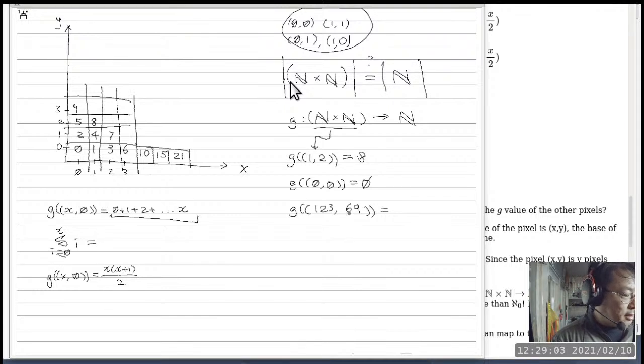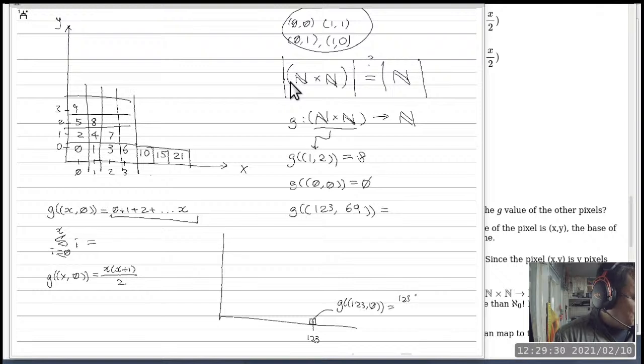Getting back to the example here, if I were to use a graph here, and let's say this is 123. We know that this pixel here, at the bottom, is going to have a g value. This is the g value of (123, 0) because it is at the bottom. And we know this is going to be 123 times 124, the whole thing divided by 2. That's kind of cool, right?